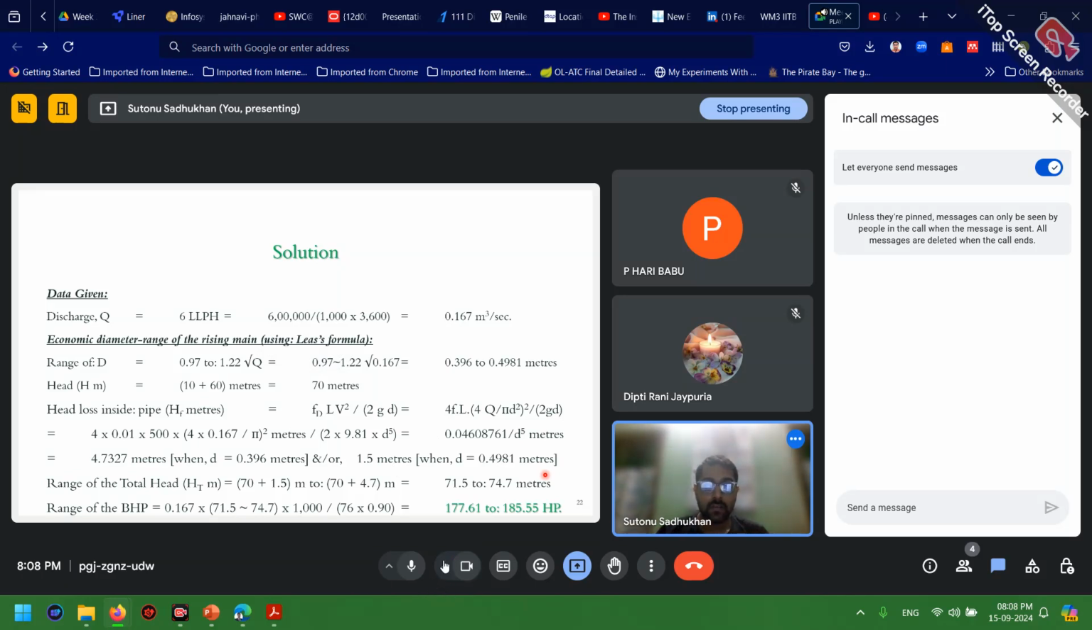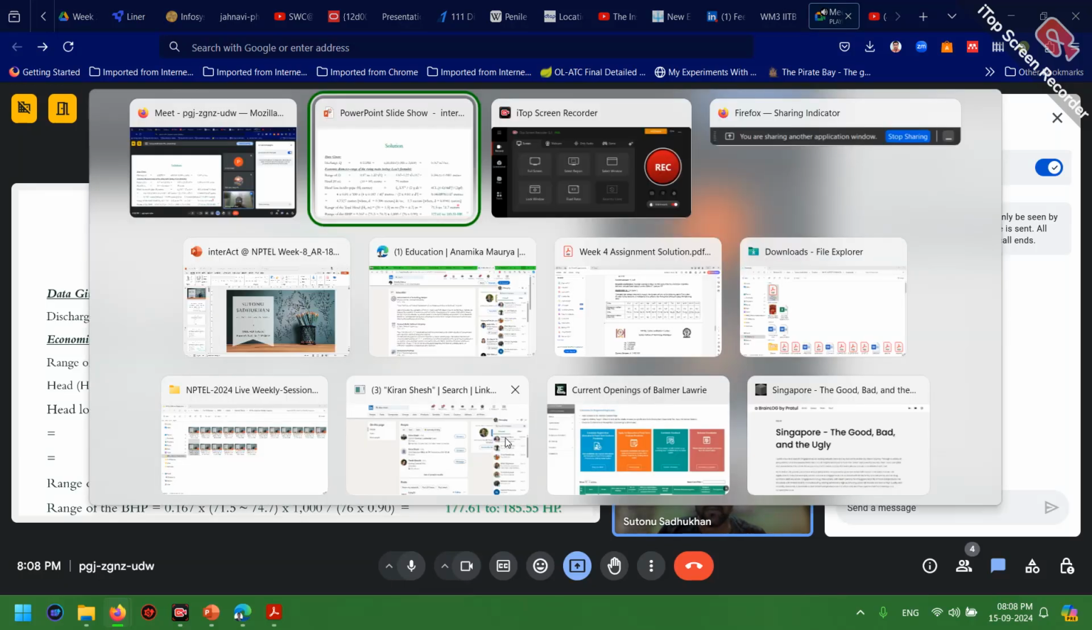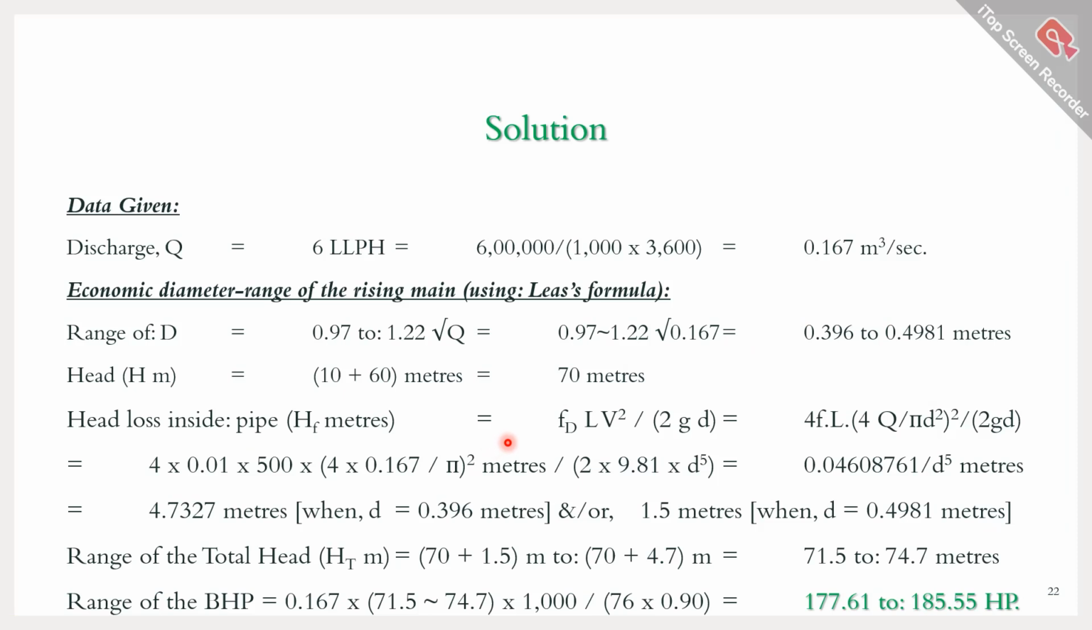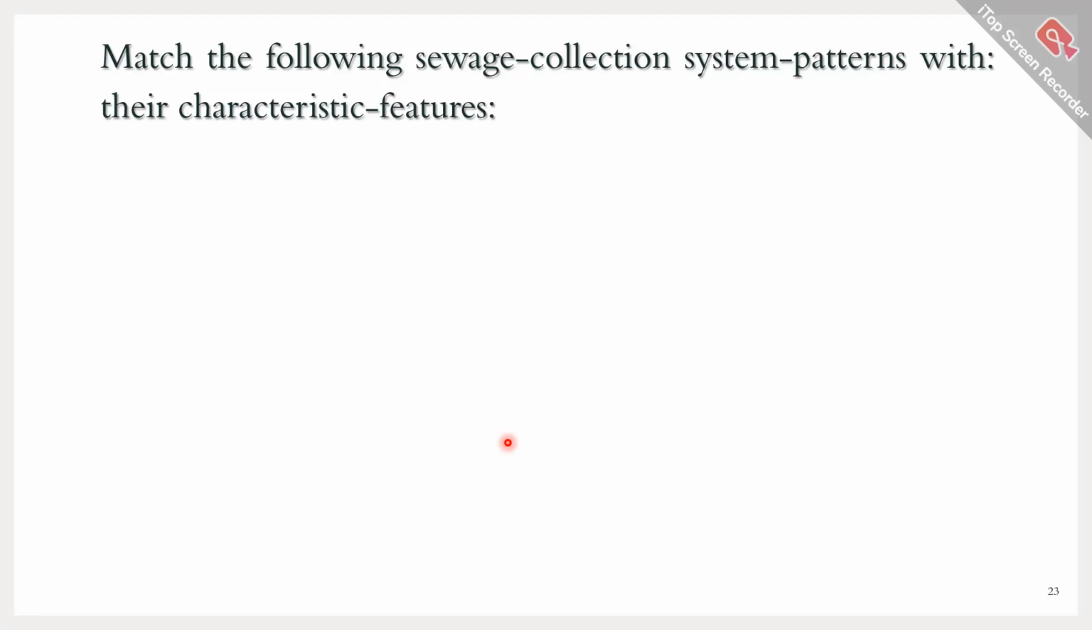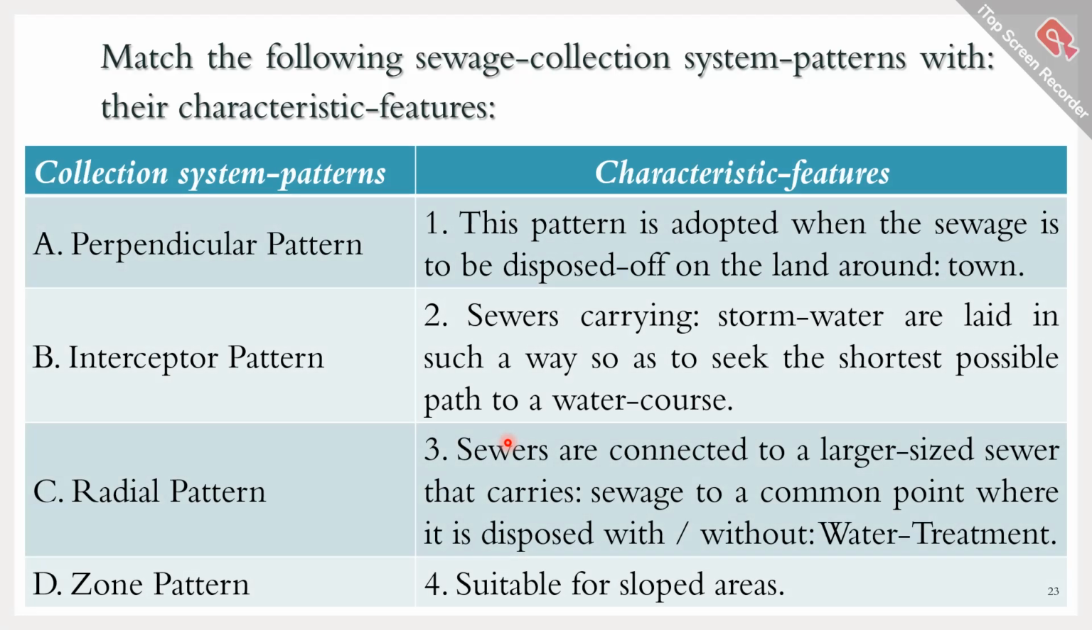Okay. So I guess we can resume, if you are back. Now we will move on to our next column matching. Match the following sewage collection system patterns with their characteristic features. In the left hand column, four different types of sewage collection system patterns are given: perpendicular pattern, interceptor, radial, and zone pattern. And their characteristic features are given in the right hand column.